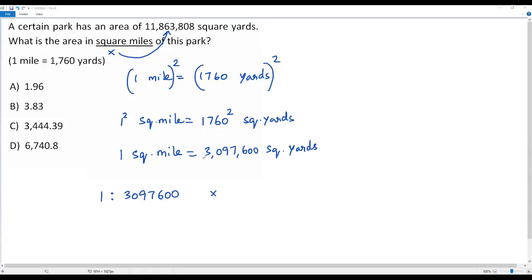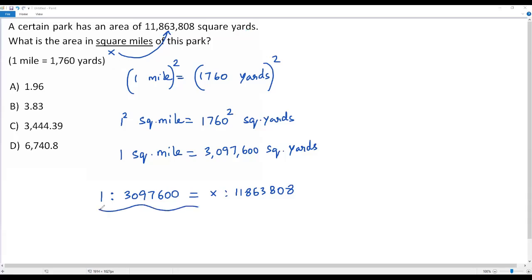Then we can write another ratio with this x and this one, that is x to 11,863,808 square yards. Here both the ratios represent the same stuff, because here we have square miles to square yards, and here also we have square miles to square yards. So we can equate these two ratios. Whenever two ratios are equal, it's called a proportion. Now we have to solve for x in this proportion because x represents the area in square miles, which is equivalent to the given area in square yards.